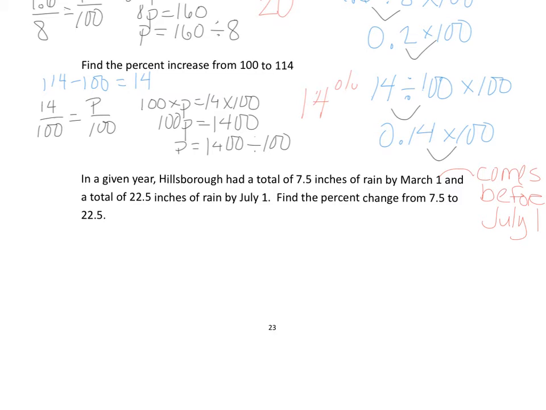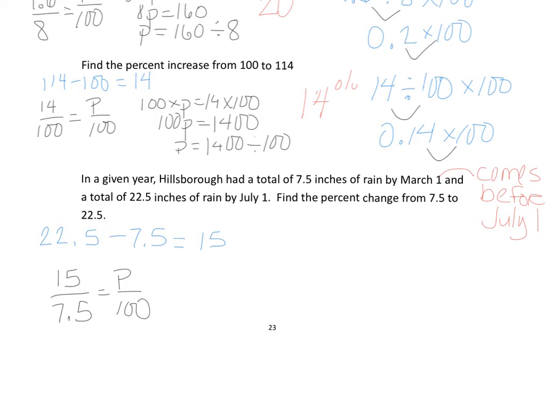So we do our subtraction. 22.5 minus 7.5, and that's going to give us 15. So our amount of change is 15. Our original amount where we started was in March, which is 7.5. And we know it's going to equal the percent over 100.